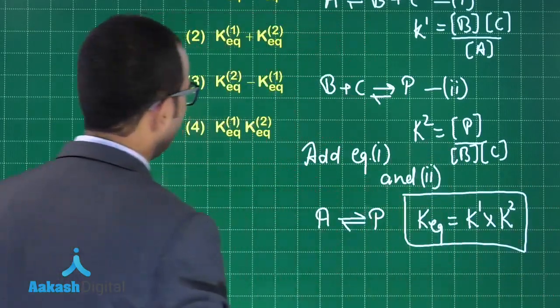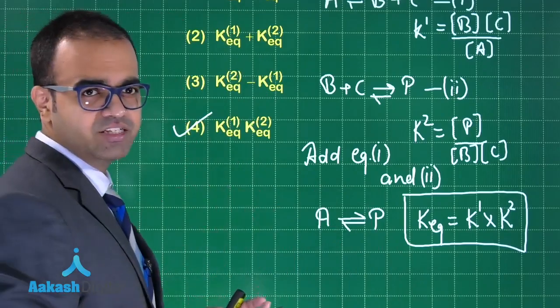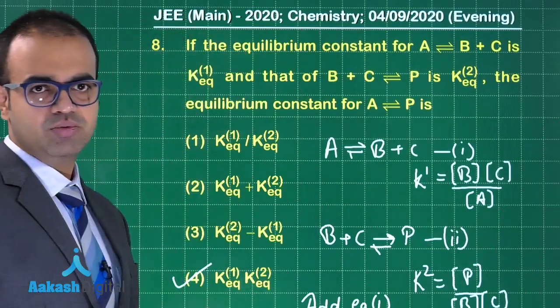So let us match it with the options. So the answer is option 4, guys. It was an easy question, guys. Very easy question from chemical equilibrium. So let us move on to the next question.